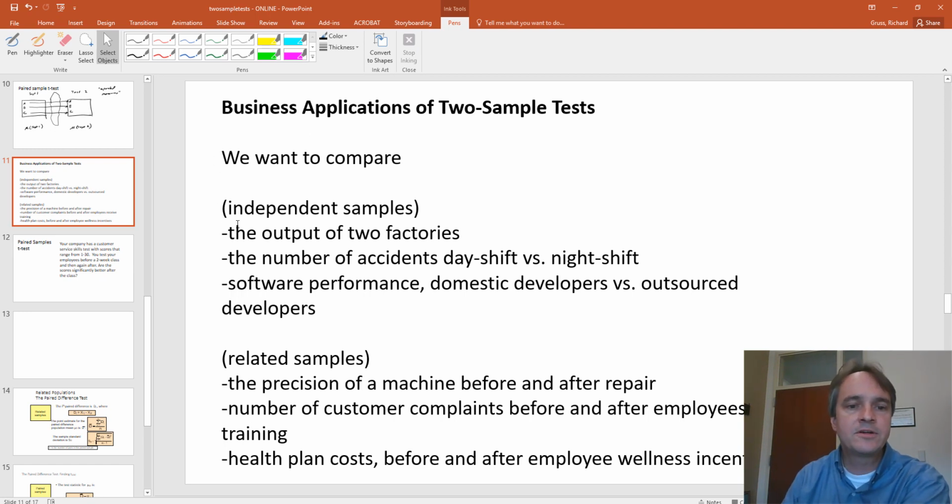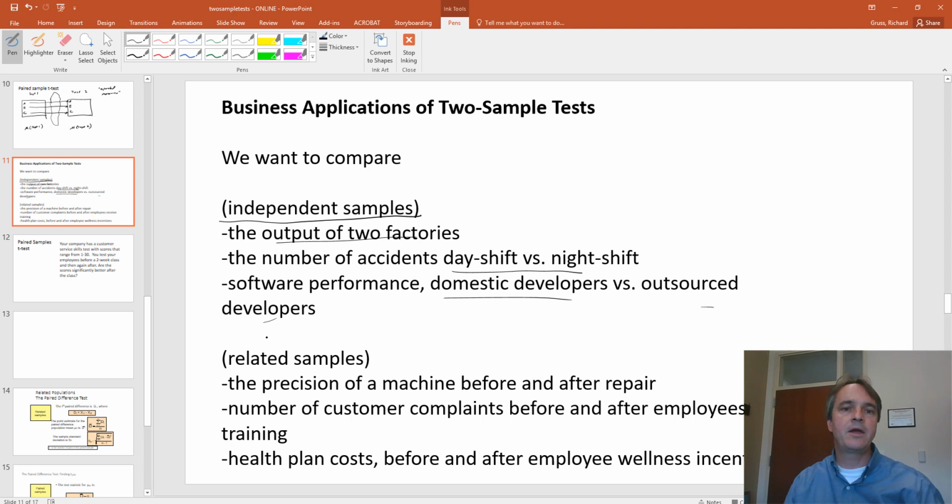So last time we looked at independent samples t-tests, and we looked at some examples of those. So if you want to compare two things where you don't have repeated measures, we looked at the output of two factories. You might want to compare the day shift versus the night shift. Again, two completely different separate populations. And we might want to look at the difference between domestic developers versus outsourced developers in software performance. Okay, but the idea here is that these cases always involve independent samples, where we can't compare a single observation, let's say observation i, from one sample to the next.